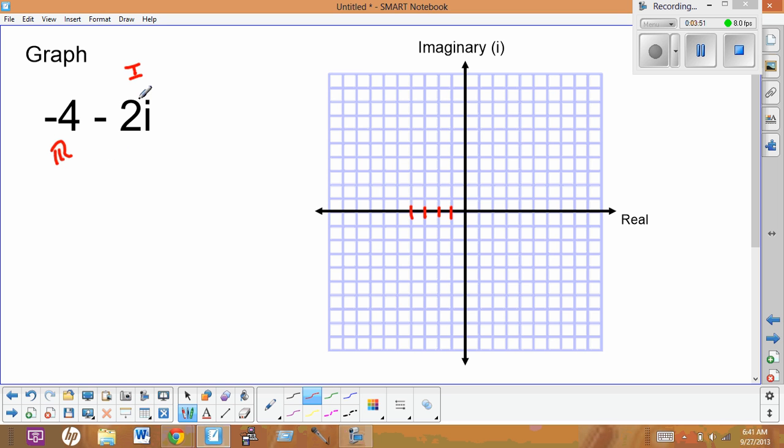And on my imaginary, it's -2. So this time I'm going to head down on the imaginary axis. There's -1, there's -2. Let's go ahead and throw those numbers in there. Trace them over, and there's our point, -4 minus 2i.